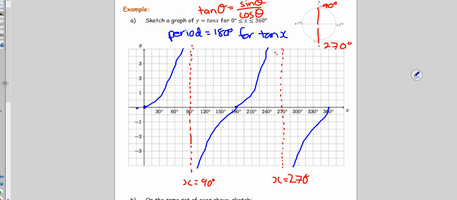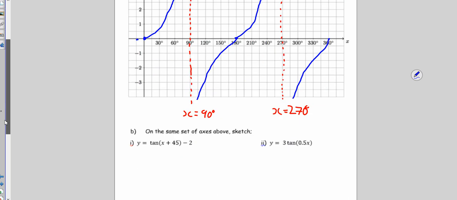And then part B says, on the same set of axes above, sketch tan(x + 45) - 2. So what does the 45 tell us in terms of transformations? It got shifted to the left.